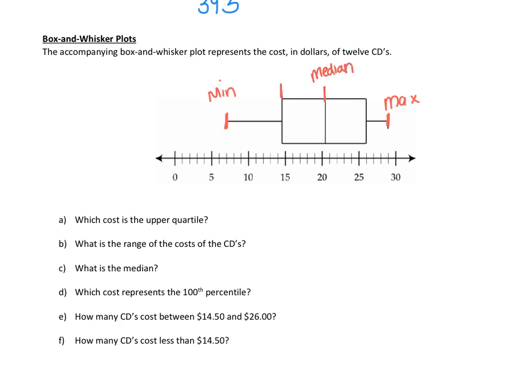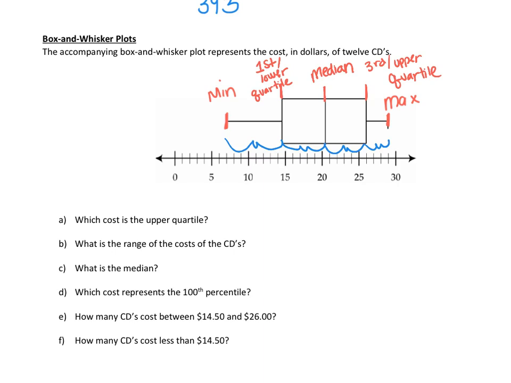Then we have either side of the box. This first side is sometimes called the first, or the lower quartile. So quartile meaning like quarter. This is the third or the upper quartile. So again, our data is kind of divided into quarters. So think of it kind of like a football game or a basketball game. This is 25% of the data, this is 25% of the data, this is 25% of the data, and this is 25% of the data. So it's split into quarters.